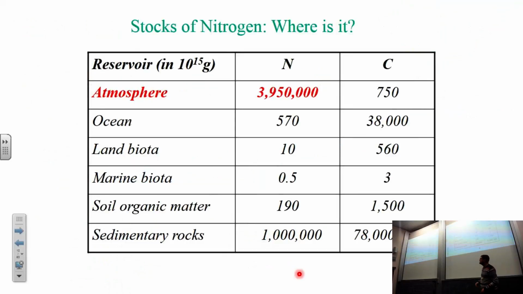Okay. So looking at some of the stocks of where nitrogen is on the planet. Unlike, I guess, the carbon cycle, most of the nitrogen is in the atmosphere, and that's as N2 gas. There's some in the ocean, not as much as there is carbon. There's loads in rocks, and there's some in soil and the biological sphere as well.